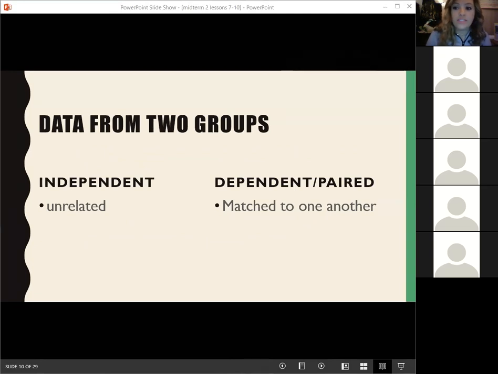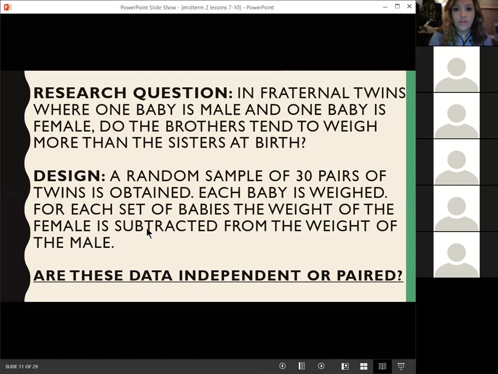While if they are dependent or paired, that means that they're often matched to one another. And if they are matched to one another, that means that what happens to one will affect the other. So overall, they are going to be dependent upon each other, and those are often paired as well. All right, so let's try a review question for this one.